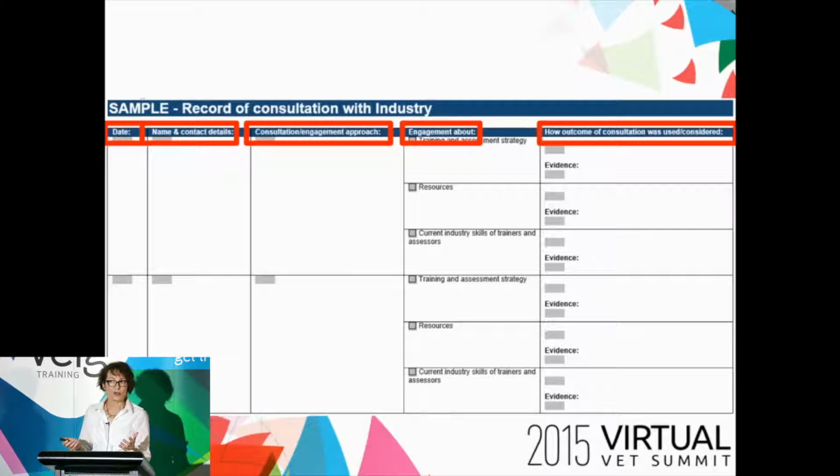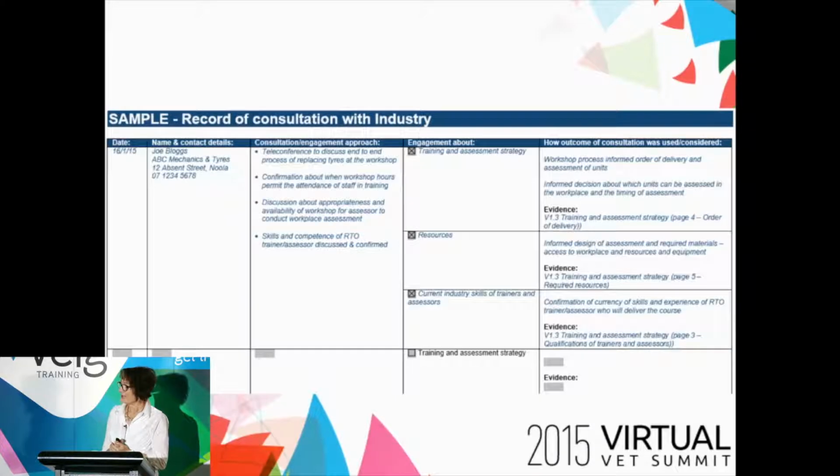Now, you don't have to do it this way at all, it's just a sample of pulling it together into focus. And here is one way that you could very well have tracked a conversation. So we went to Joe's workshop. We talked to him about the end-to-end process for replacing tyres in the workshop.